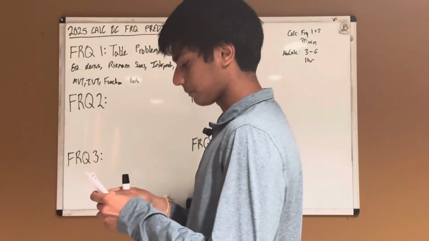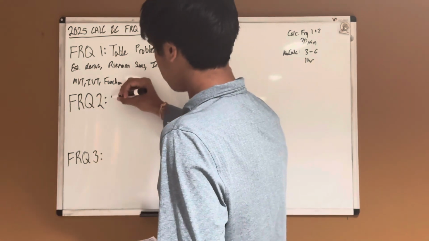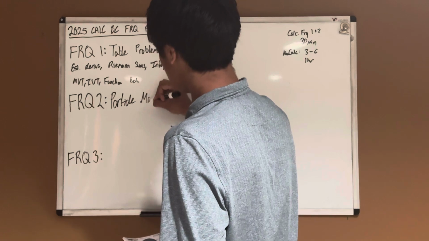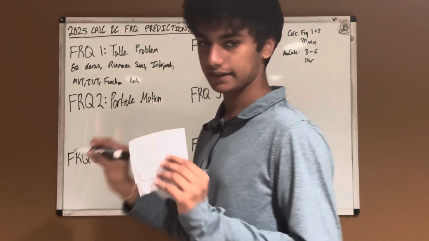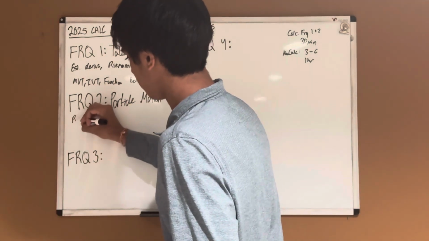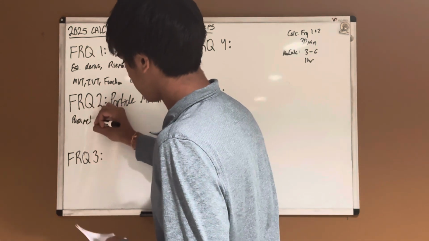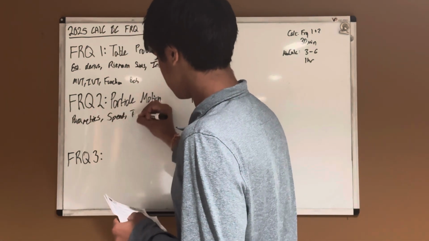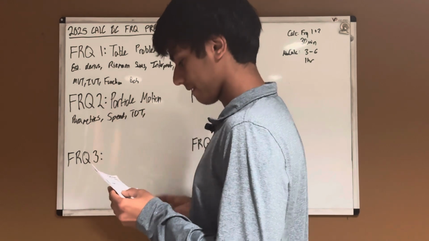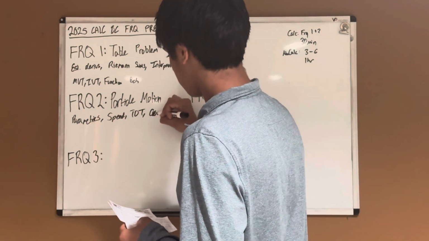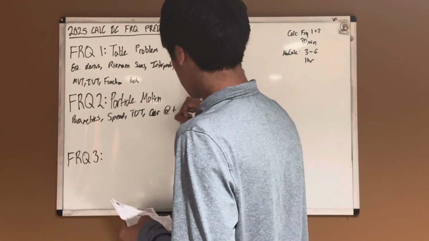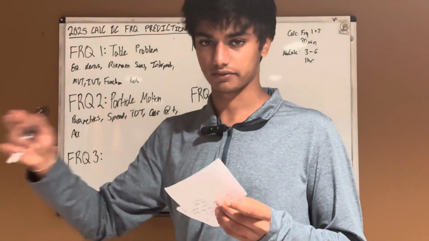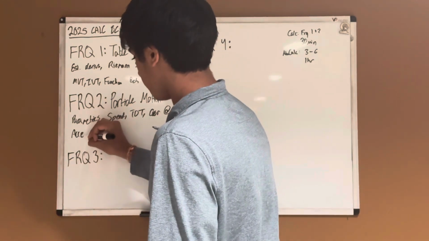All right, FRQ2, my prediction is it's going to be a particle motion problem. So for this one, study all stuff parametric related, right? You want parametrics, you want to study speed, total distance traveled, coordinate at time, and maybe acceleration or distance, the relationship between acceleration, distance, velocity, and all that.